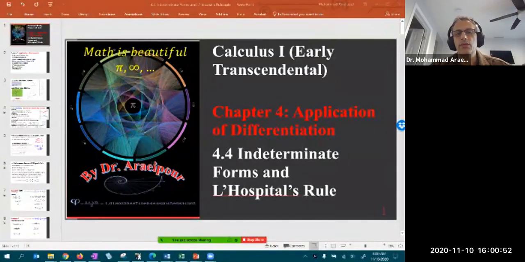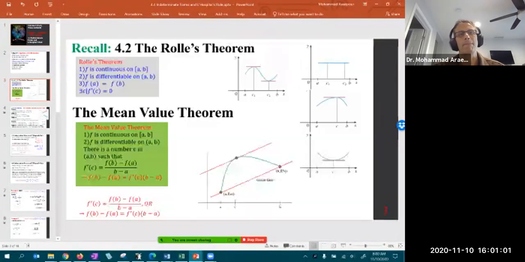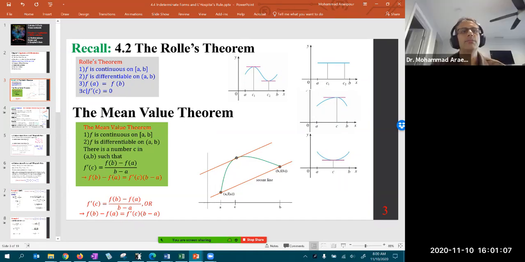Good morning. We are looking at section 4.4, indeterminate forms and L'Hopital's rule. We looked at Rolle's theorem and the mean value theorem. In both cases, we start with continuity and differentiability, and we have to prove that to move on. In the case of Rolle's theorem, we also show the third criterion, f of a equals f of b, and then we find f prime of c that must be 0. The mean value theorem doesn't have that criterion.